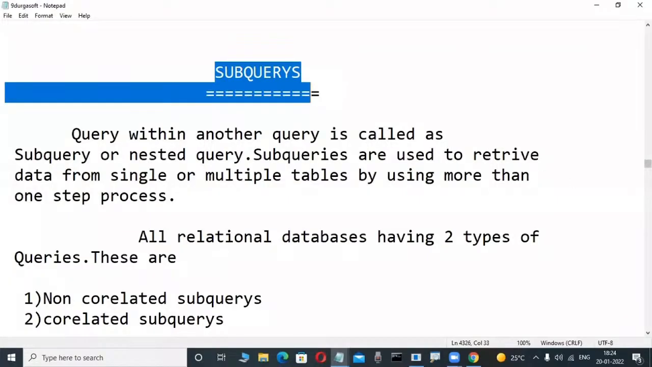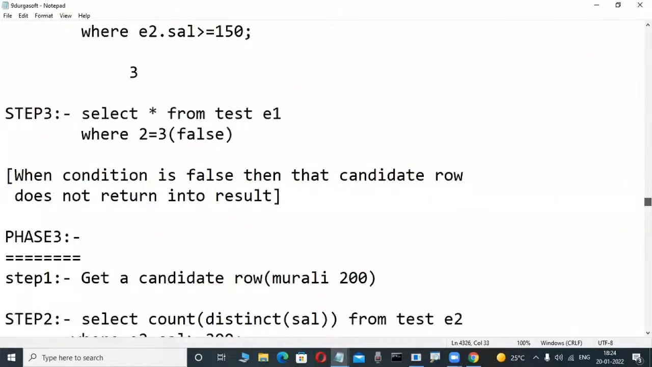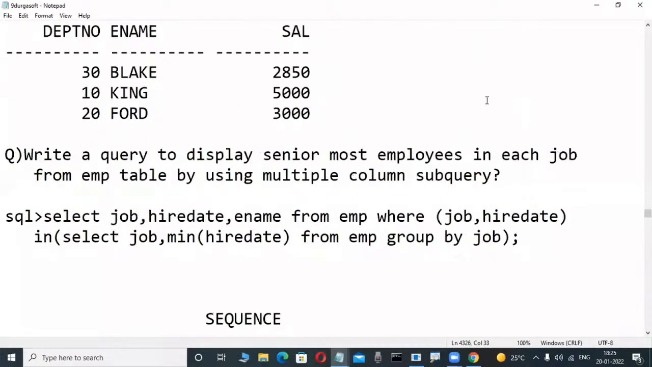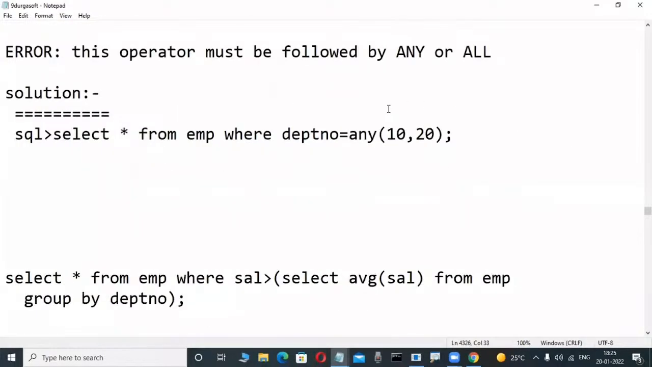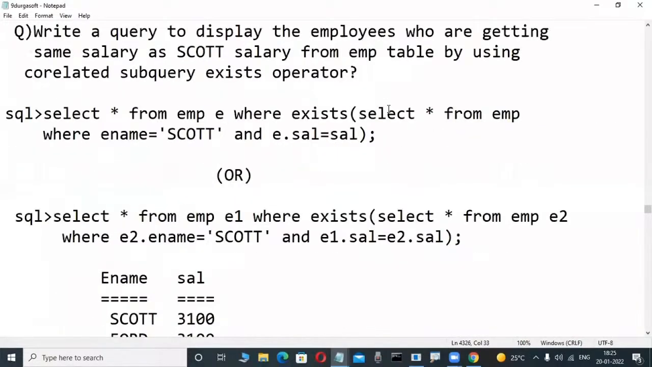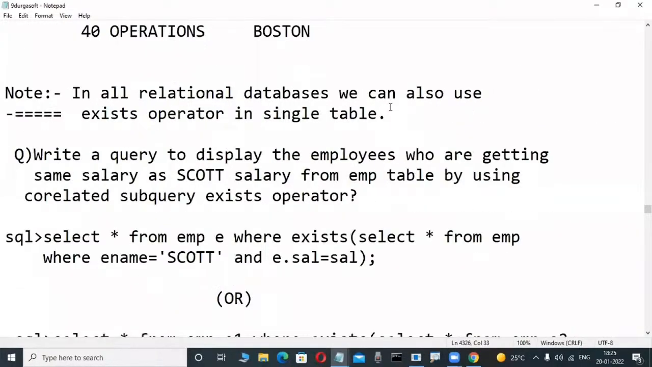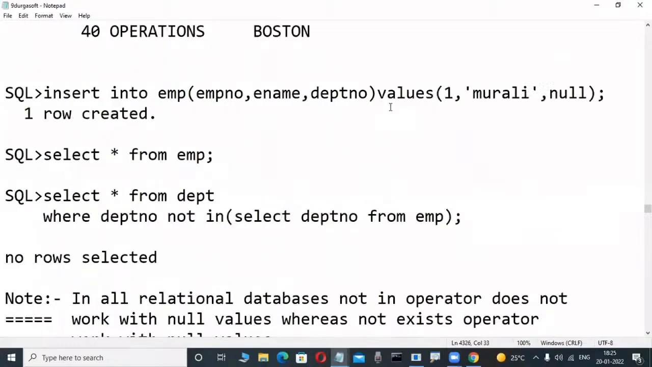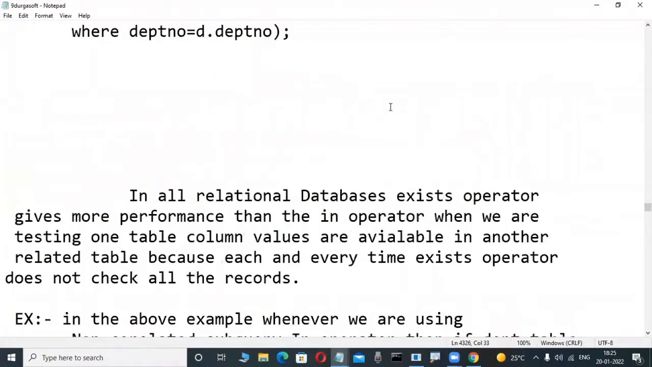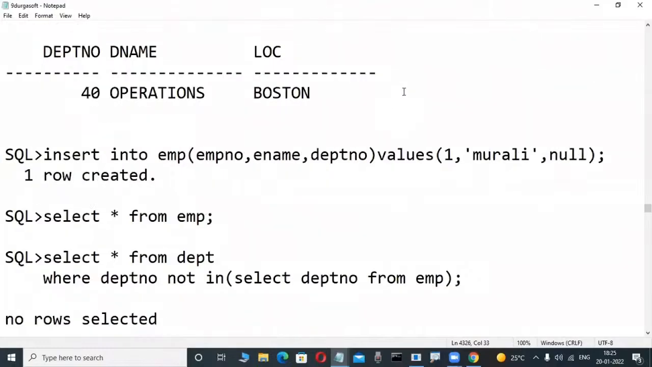In this chapter only we are learning about interview questions. Suppose you are attending an interview: display the nth highest salary employee, the second highest salary employee, delete duplicate rows. These types of things are there. We are learning all those things in our course only. Some queries are there. Okay, fine. These are all the things we are familiar with.